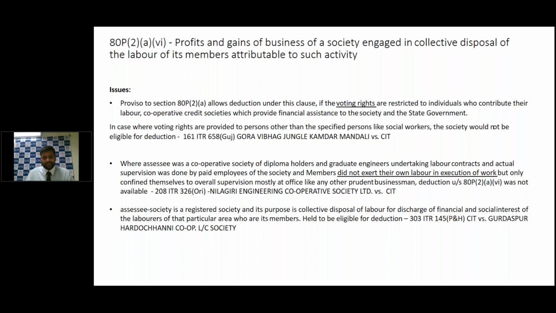In a case before the Orissa High Court, a group of engineers formed a society for undertaking labor contracts. However, such labor contracts were outsourced to some other laborers, and they were merely supervising the work done by the laborers. The Court held that deduction is not allowable because the society is not itself engaged in the labor work, but is merely supervising it, and therefore the Orissa High Court denied deduction.